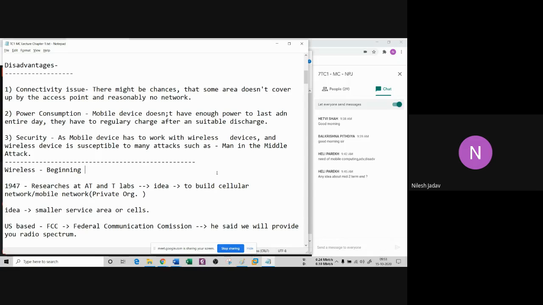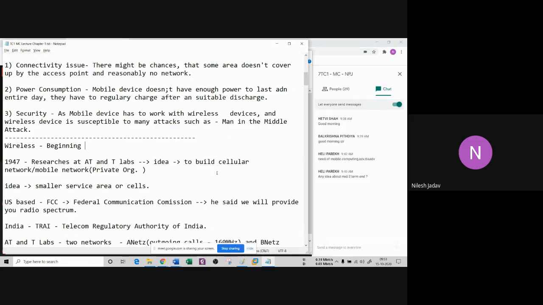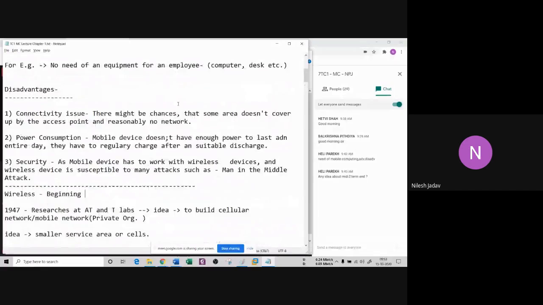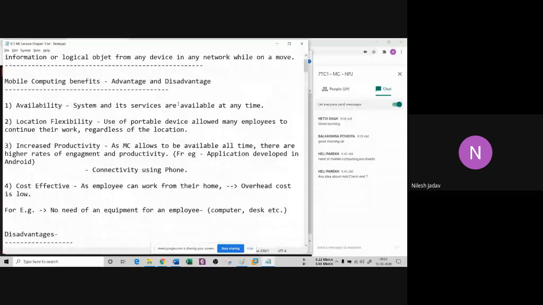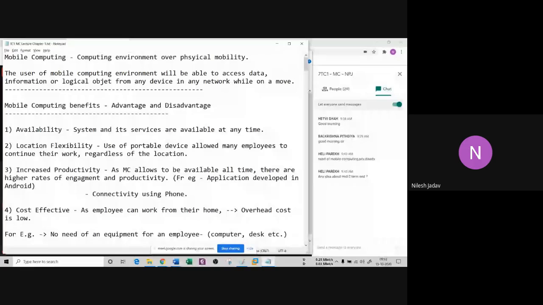Okay. So the next thing is, till now this question, the advantage and disadvantage, it could be asked in 6 marks or in 4 marks, like in a complete composite question, such as define mobile computing in brief and explain the advantage and disadvantages. So you cannot write something like availability, location, flexibility, productivity, cost effective. This will not give you the full marks, not even half marks.